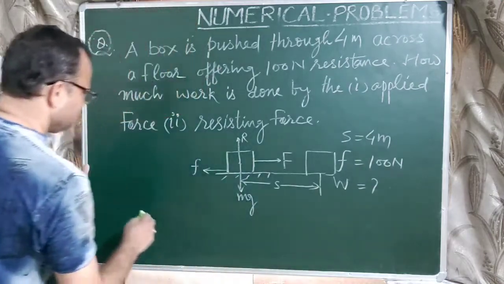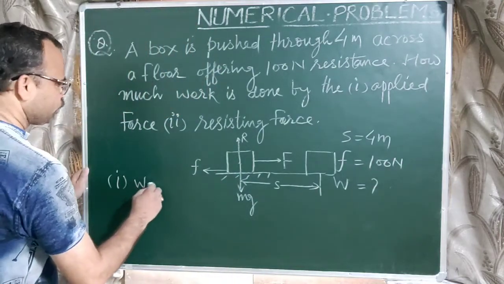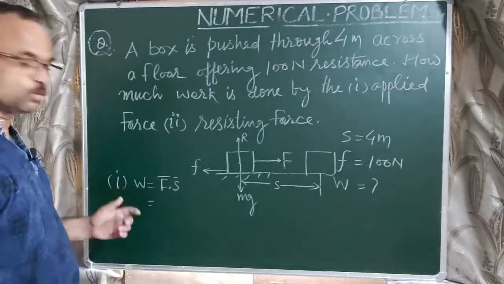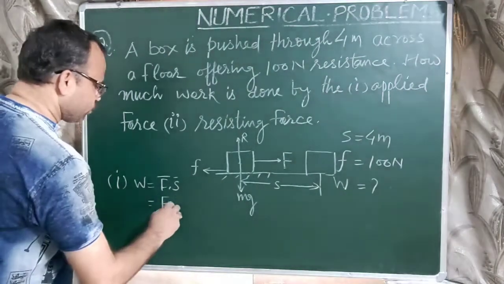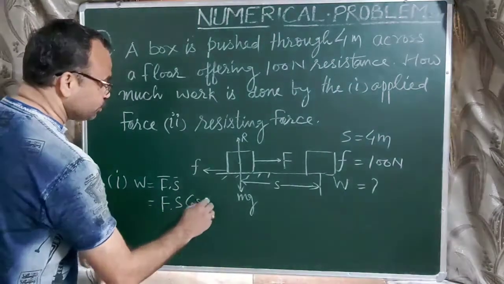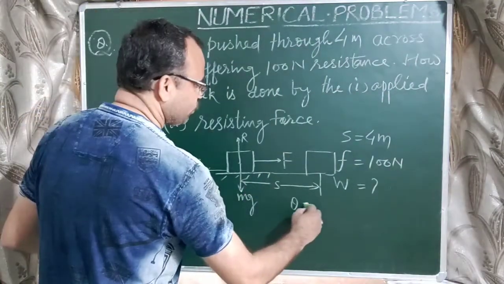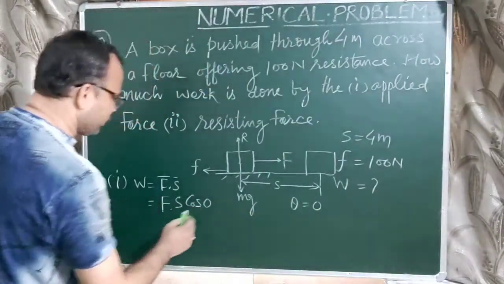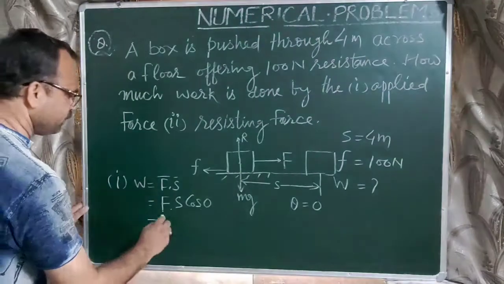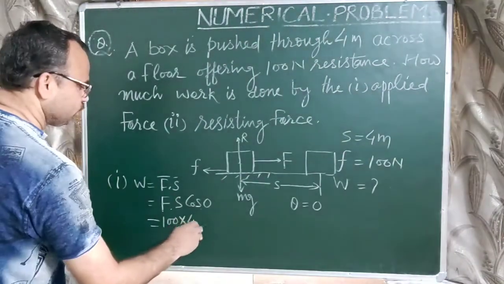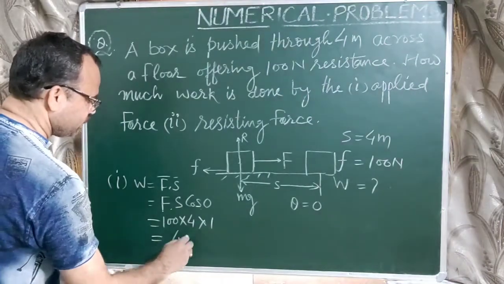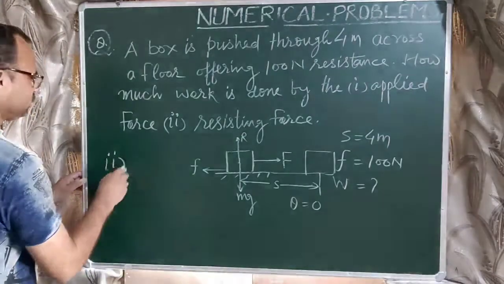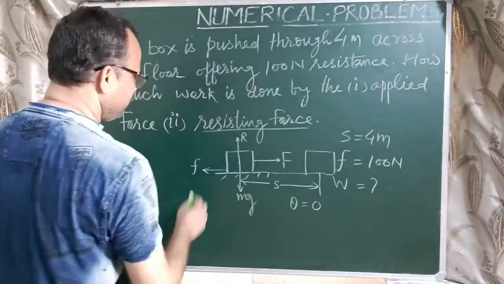So in the first case, W is equal to F into S, F vector dot S vector. As we know that A dot B equals AB cos theta, it means F into S into cos 0, because in this case theta equals 0. Force and displacement are both in the same direction, so the angle between them is 0, and the value of cos 0 is 1. Now put the value of F, 100, into S, 4, the value of cos 0, 1, and the answer will be 400 Newton. Now in the second part, work done by the resisting force.